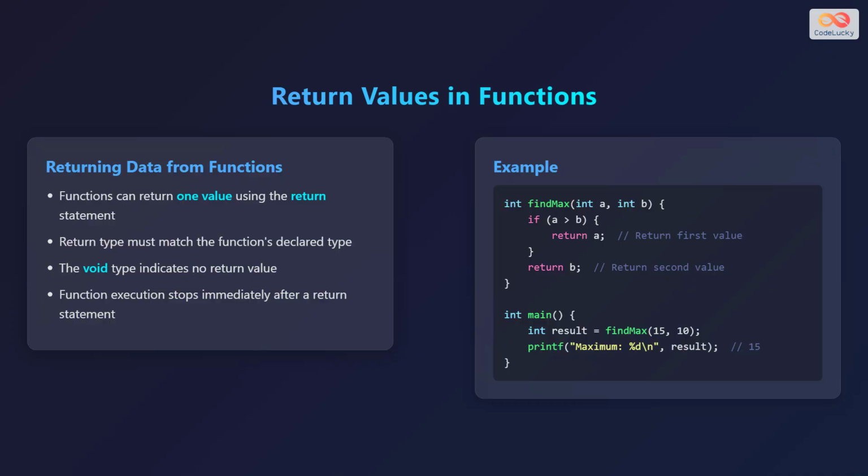Consider this example. The function findMax takes two integer arguments, a and b, and returns the larger of the two. Inside the function, it checks if a is greater than b. If it is, it returns a, otherwise it returns b. In the main function, we call findMax with 15 and 10 as arguments and assign the result to the result variable. Finally, we print the maximum value, which is 15.